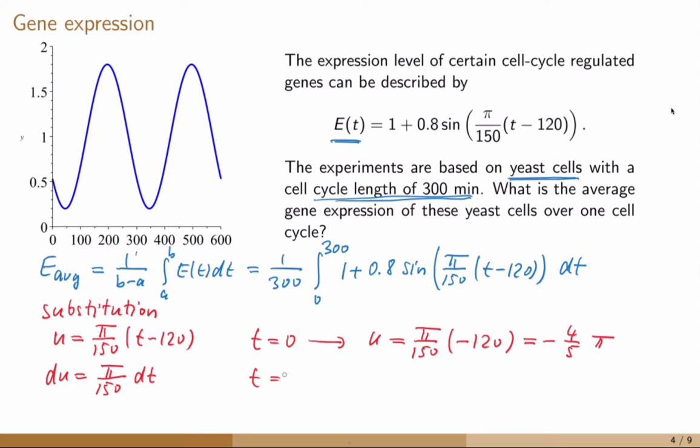And then if t is equal to 300, then u becomes pi over 150 times 300, which is 180 degrees, so this is 6/5 times pi. So then we can do the substitution in this integral. I'm running a bit out of space, so I do this on an extra page.